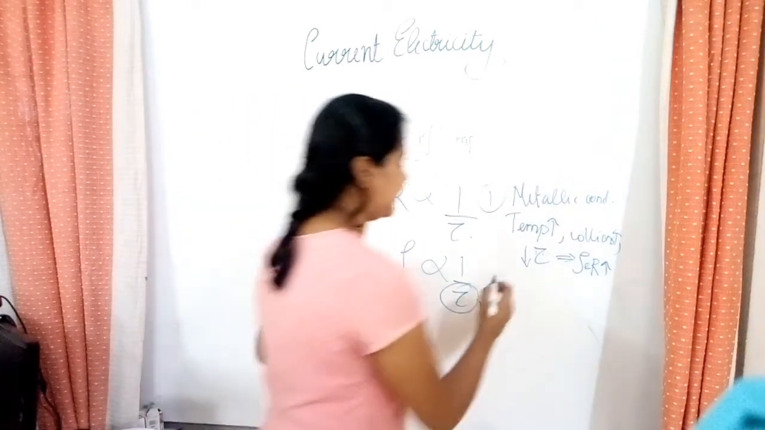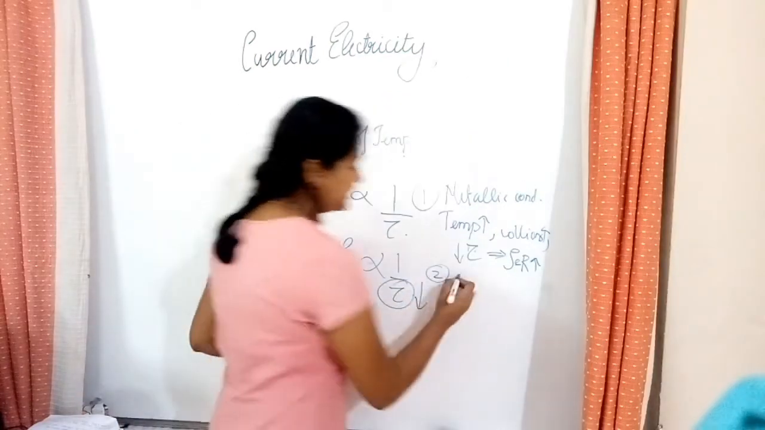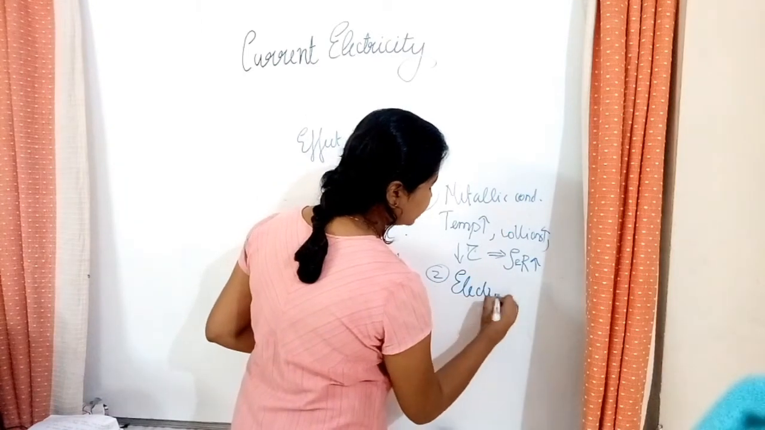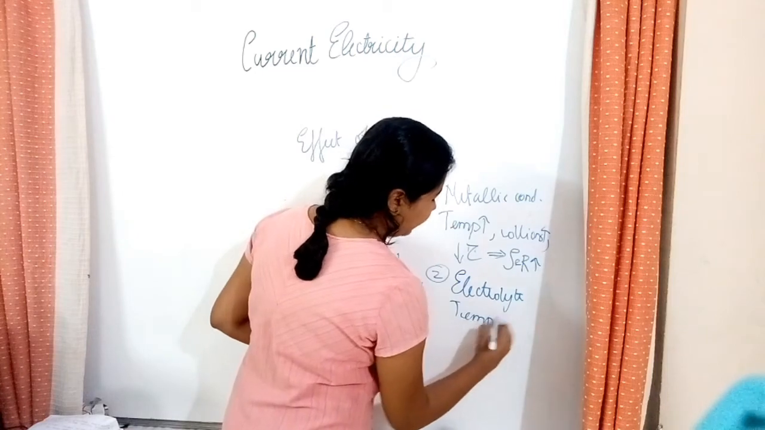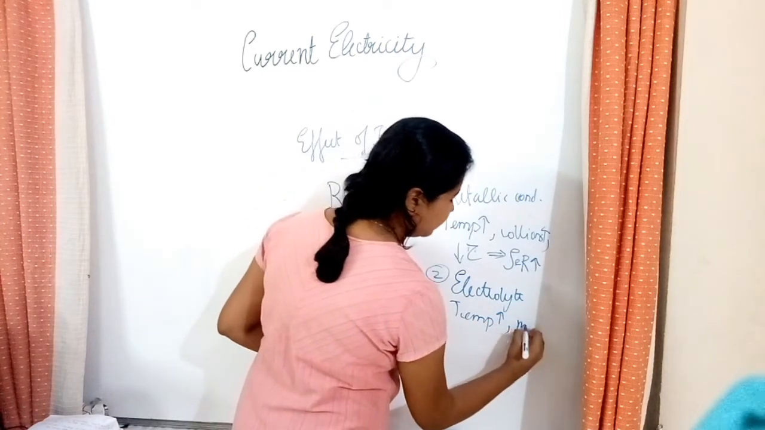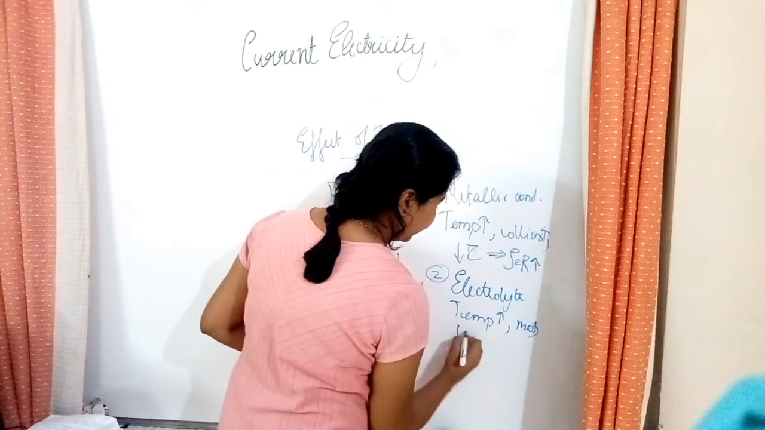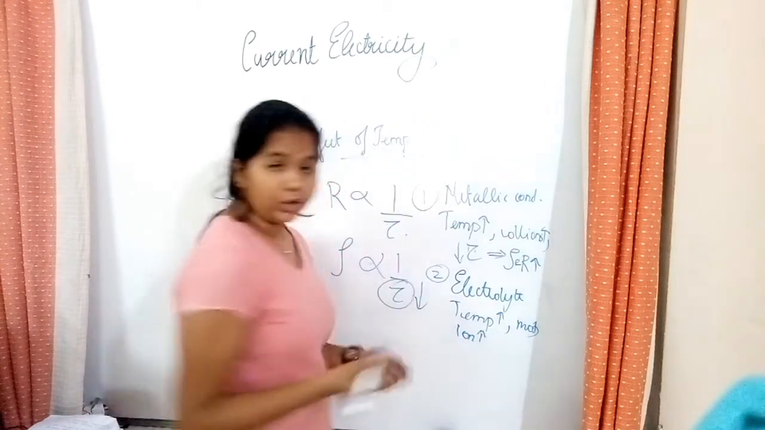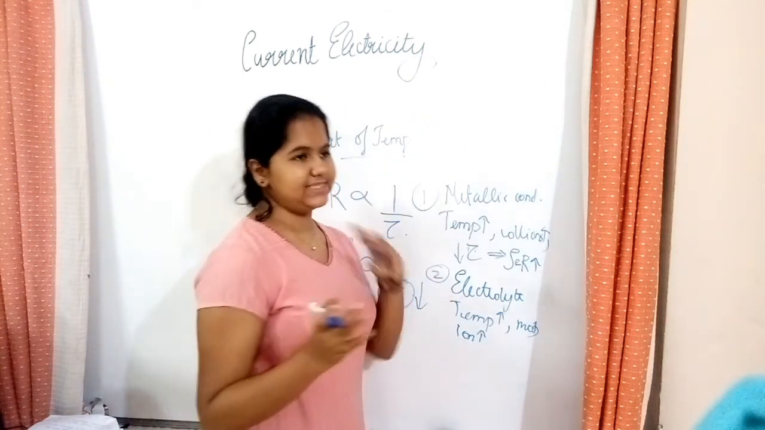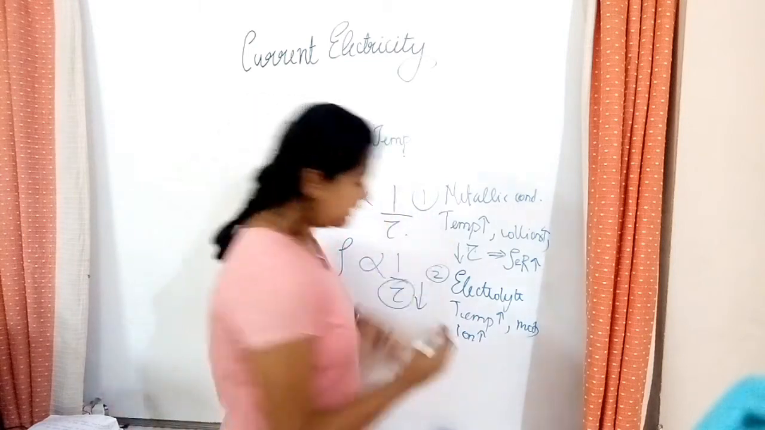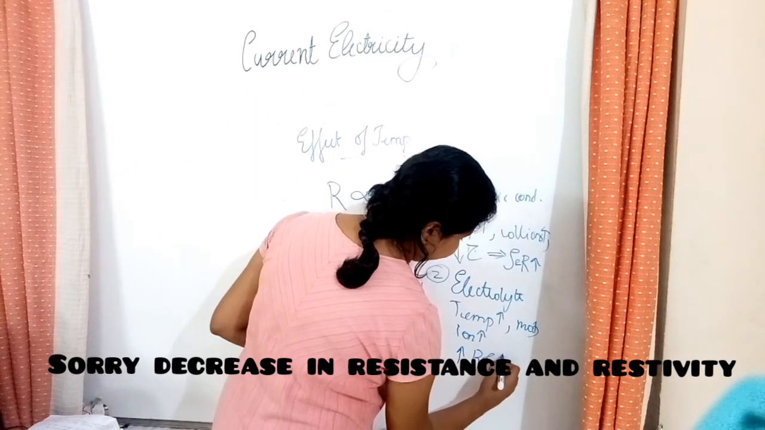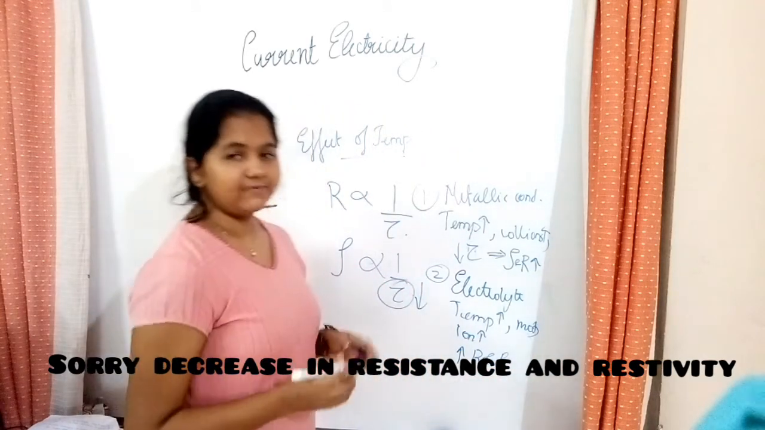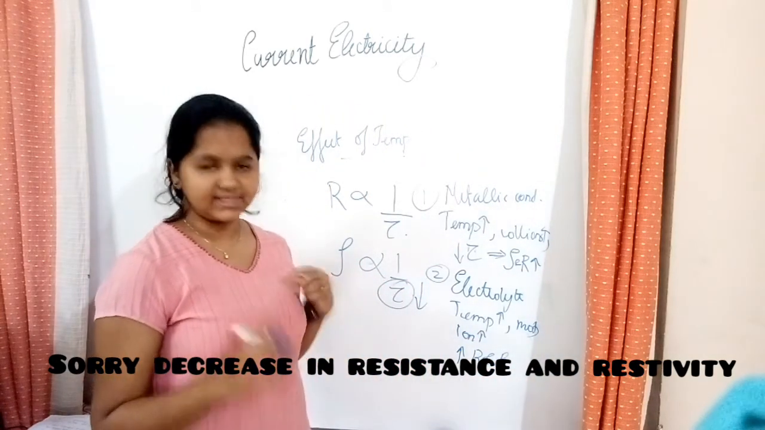So now the second case is about the electrolytes. For electrolytes, as temperature increases, the mobility of the ions also increases. So what would happen? That would give way to a decrease in resistance and resistivity.